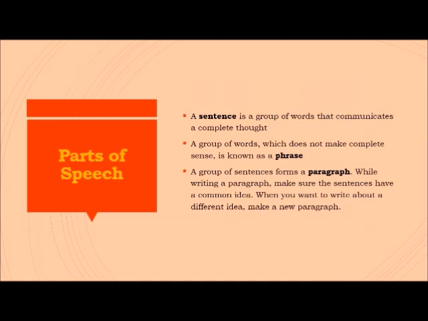A group of words that make complete sense is called a sentence. A sentence must contain a subject and a predicate. For example, "color blue, favorite is my" makes no sense, therefore it is not a sentence. But "my favorite color is blue" makes sense, therefore it is a sentence.